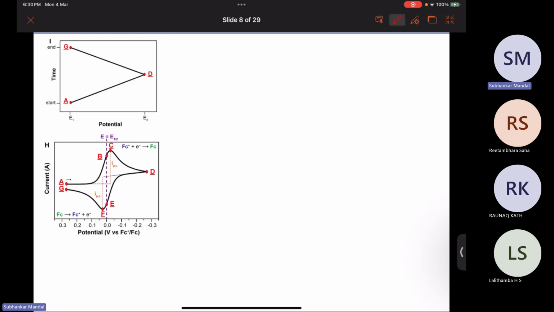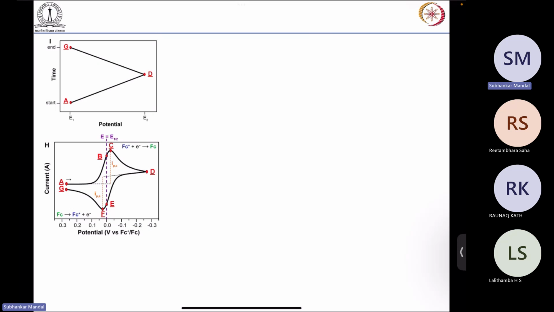So whatever I have discussed earlier also, you are starting the potential from here. So this is the A, and you started the sweeping to D, and you are reaching here D. This is the potential, time versus potential. So after D, you are coming back to the G point. In this case, G and A point are in the same potential. Okay, so this is the thing. So now this is the plot of time versus potential.